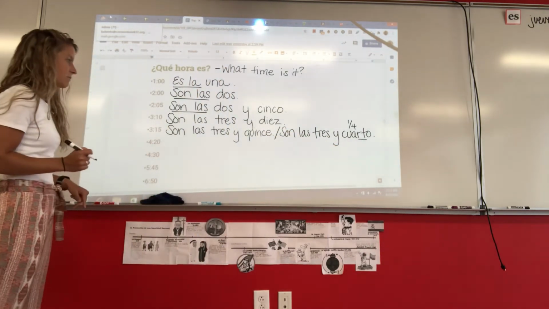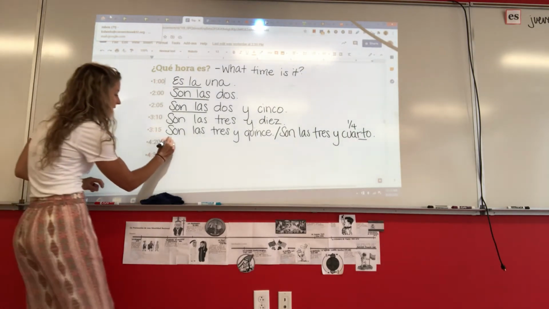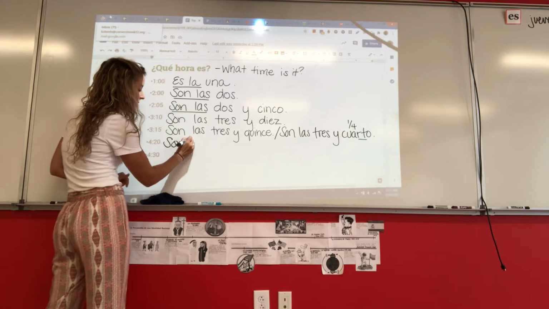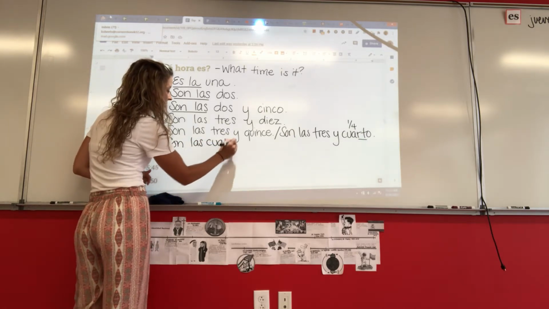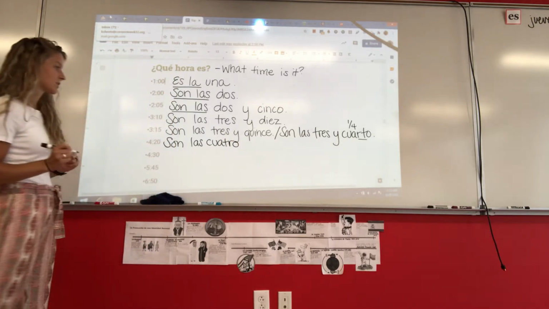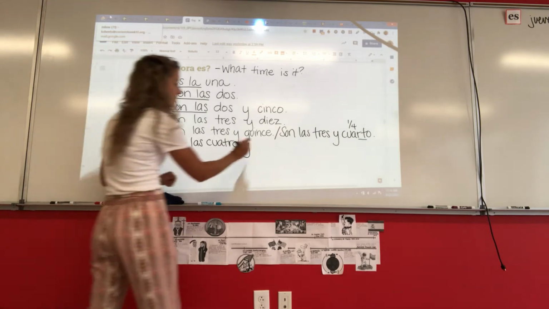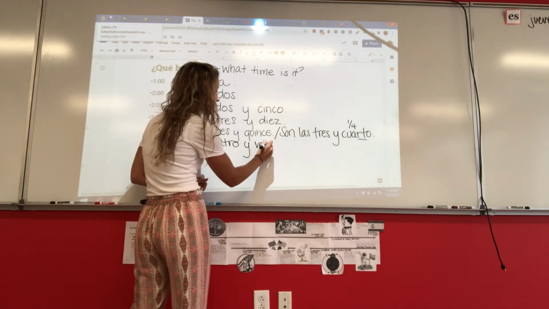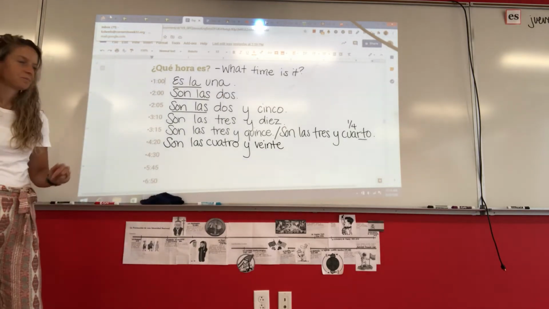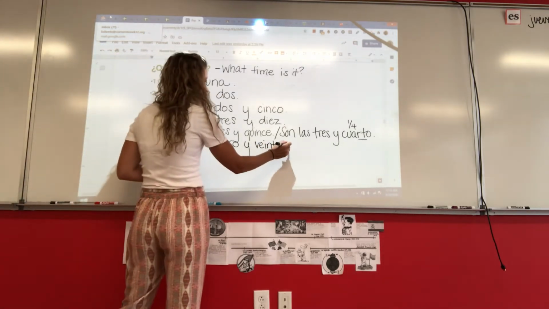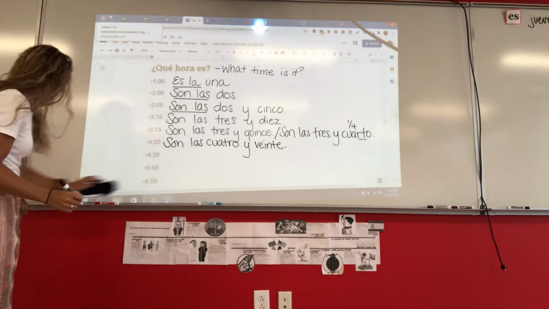Let's look at this next one. We can just do this the regular way like we were practicing up here. So you should have son las cuatro. Watch the R and T. Son las cuatro y 20. E before the I. 20. Son las cuatro y 20. 4:20.